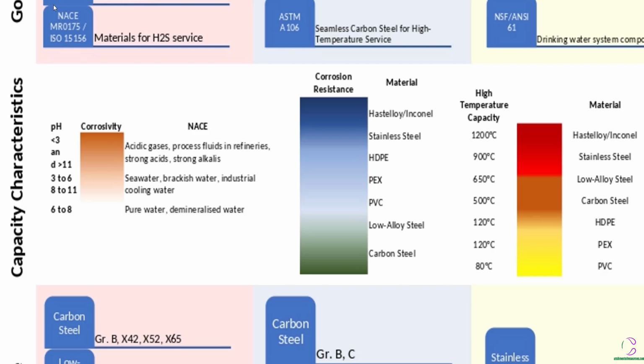According to NACE standards, they say seawater, brackish water, industrial cooling water. Then for high corrosivity, we are talking of less than a pH of 3 or greater than a pH of 11. So you have acidic gases, processed fluids in refineries, strong acids, strong alkalis. There are some other fluids that are not listed here, but the pH value is a guide as to what corrosivity the fluid or the environment falls within.